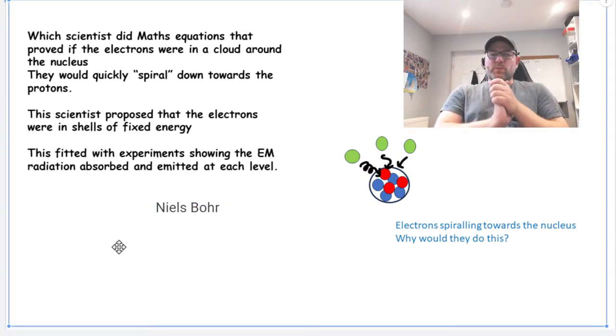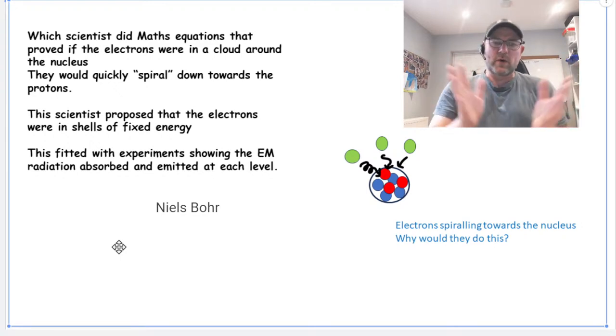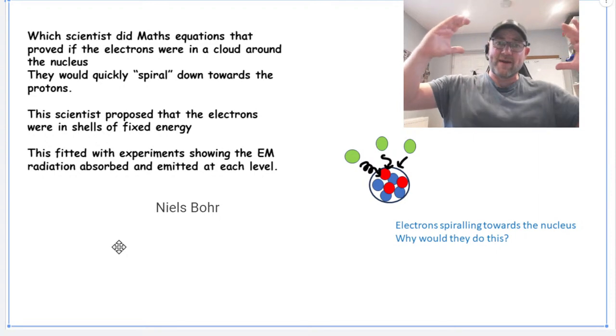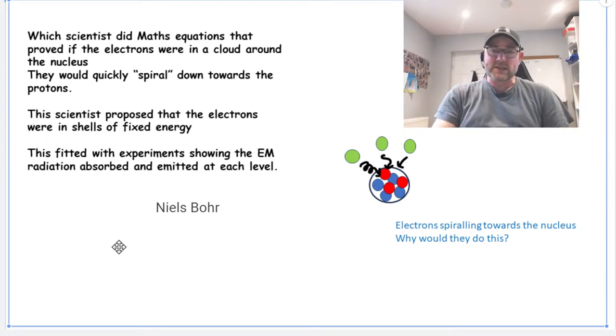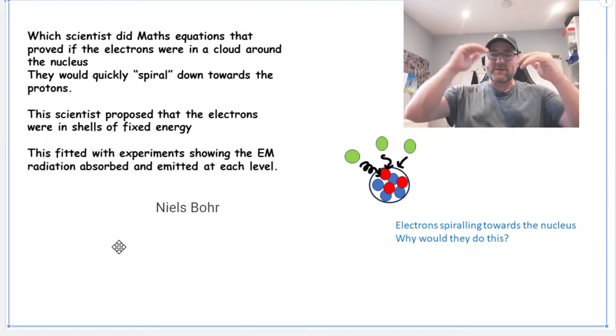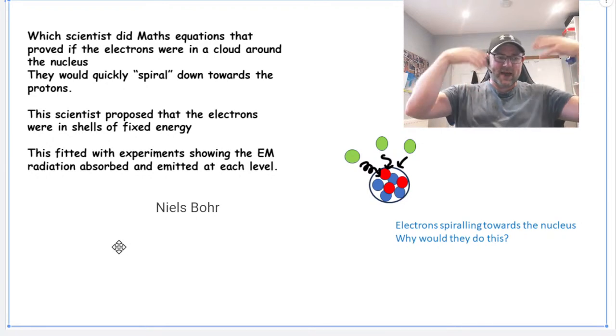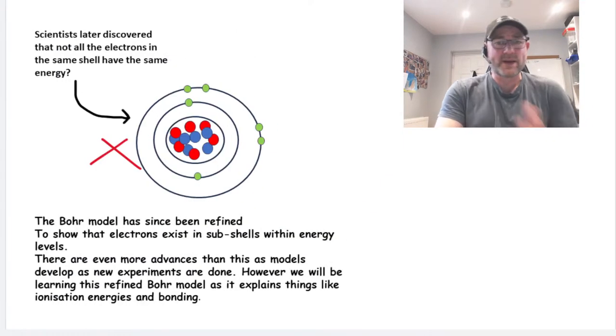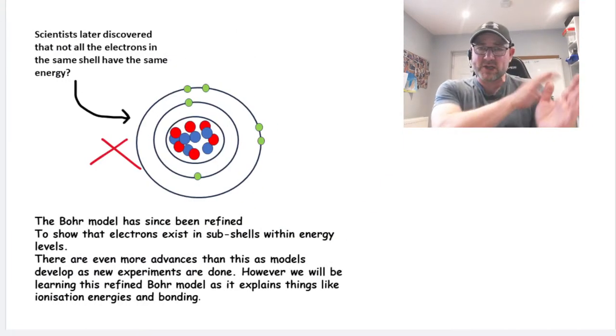Okay, so Niels Bohr, however you say his name, he proposed that the electrons were in levels that you did at GCSE, like 2 in the first ring, 8 in the next ring, 8 in the next. Now, at A level, this has been refined even more, but it's still not correct, okay? So each level is not correct.